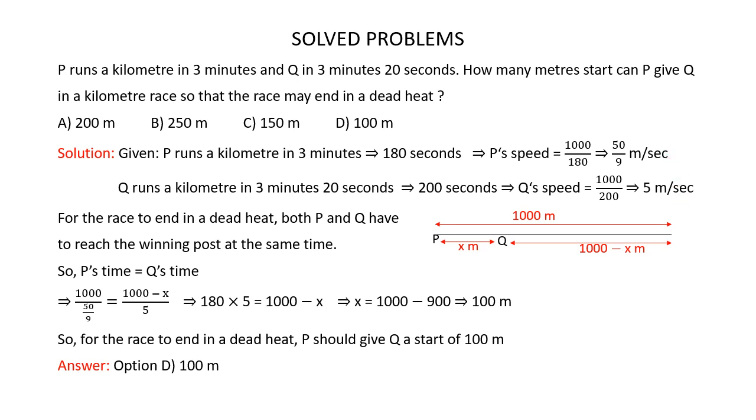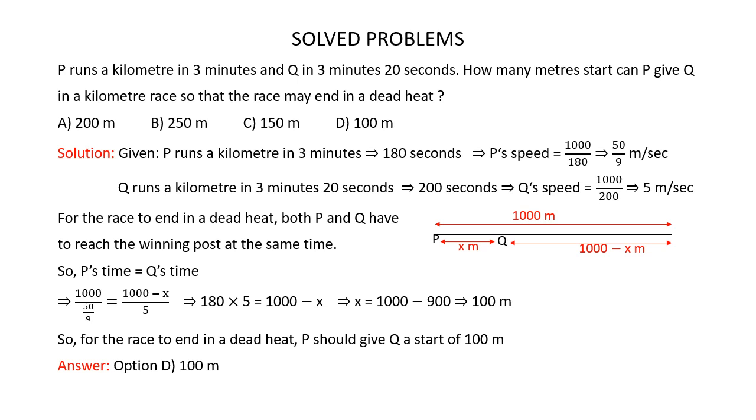But here we are asked to find how many meters start can P give Q so that the race may end in a dead heat. So for a race to end in dead heat, both P and Q have to reach the winning post at the same time. And this can happen only if P gives Q a start of some meters. Since P's speed is more than Q's, P has to give a start of some meters to Q.